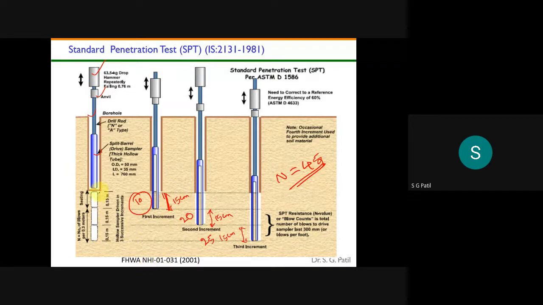Why is it neglected? Because this much soil is already disturbed by your drill rod or drill bit. That's why we will avoid this. We will not count the 10 blows required for the first 15 centimeter penetration. That is called the seating load.